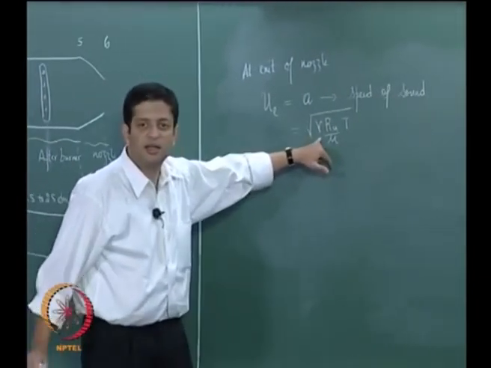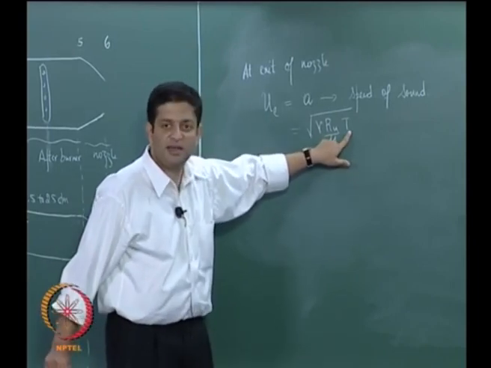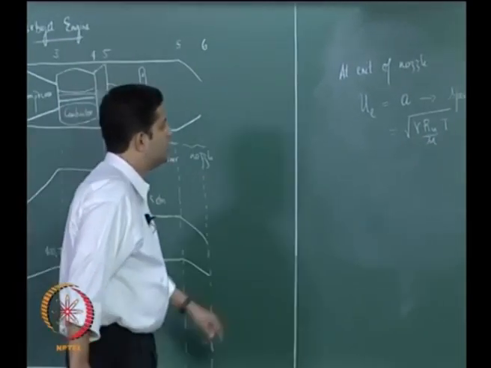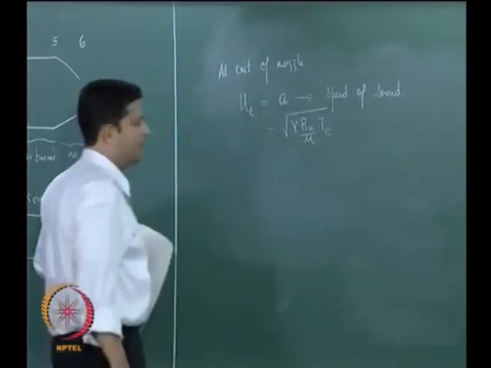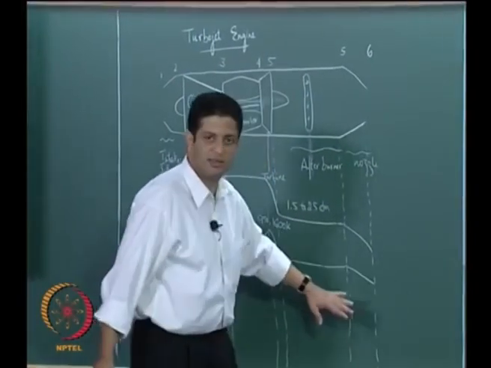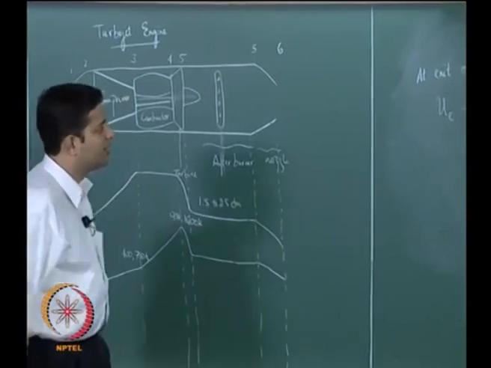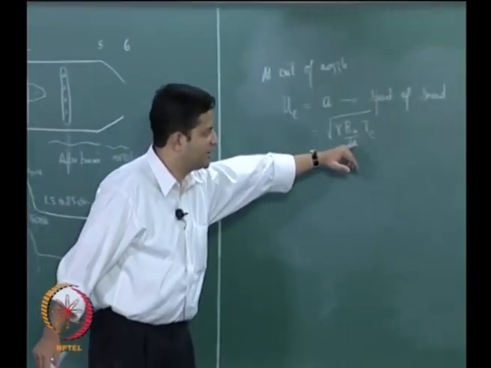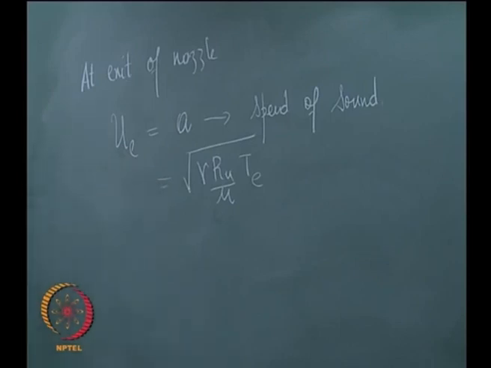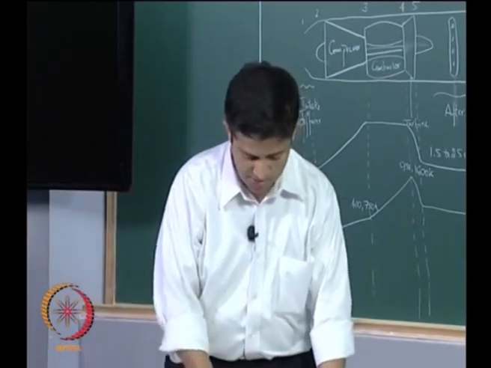Okay, now speed of sound is given by a = sqrt(gamma Ru T / M), where gamma is the ratio of specific heats, Ru is the universal gas constant, M is the molecular weight of gases, and T is the temperature at the nozzle exit. Okay, so notice that UE is directly dependent on the temperature at the exit of the nozzle, TE. So if the temperature at the exit of the nozzle is large, then you get a higher velocity, and therefore higher thrust. That is the reason for this to produce the thrust. You have a higher temperature at the exit and therefore you get higher velocity. Now let us try and look at how to derive the thrust equation.